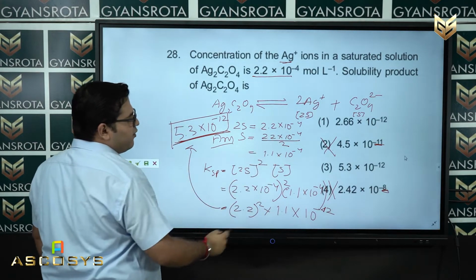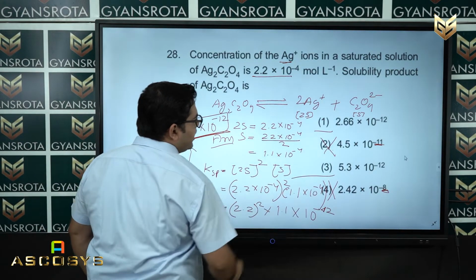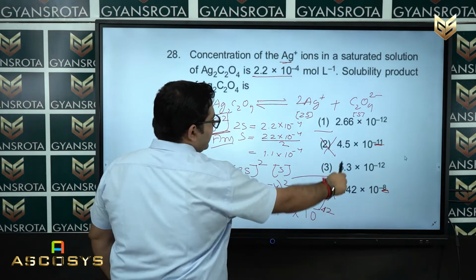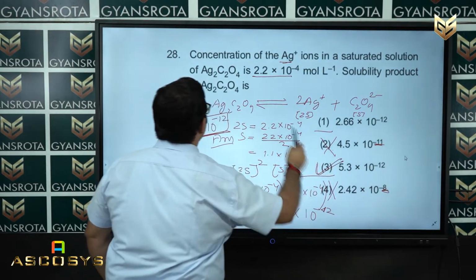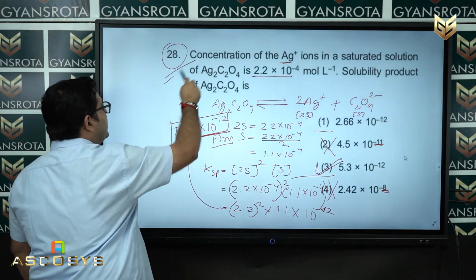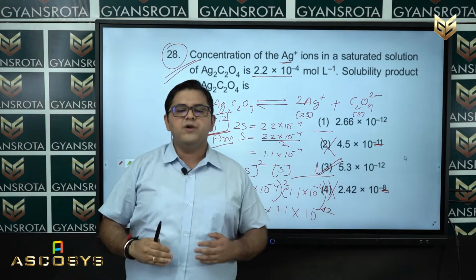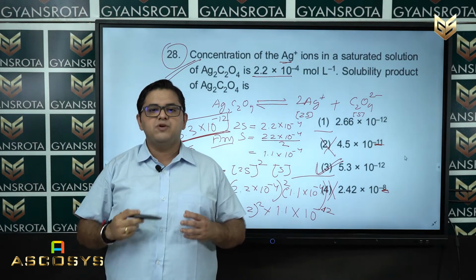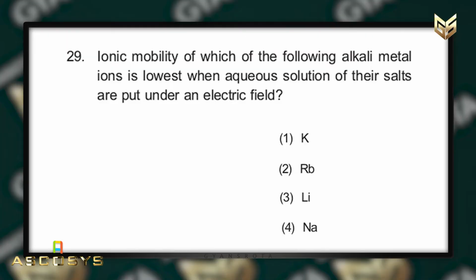Now, if you see among your options, option 3 is the correct answer of your question number 28. So, now we are moving to the next question, that is question number 29. Question number 29 is on your screen. Ionic mobility of which of the following alkali metal ions is lowest when aqueous solutions of their salts are put under an electric field?